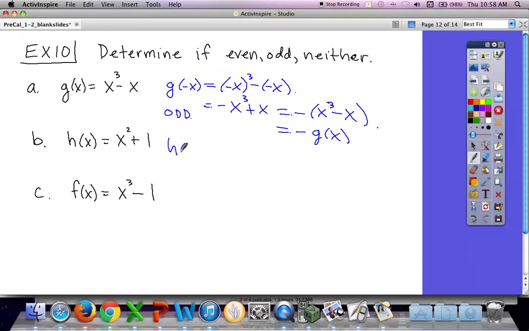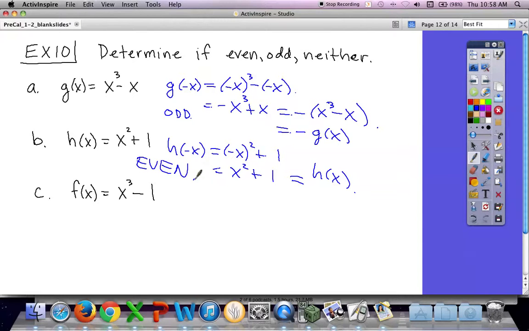H of negative x is negative x squared plus 1. So what happens if you square negative x? The negative 1 squared is positive 1. It's the same thing as x squared plus 1, right? But that's the same thing as h of x. So is that even or odd? It's even, right? H of negative x equals h of x, so that's even.